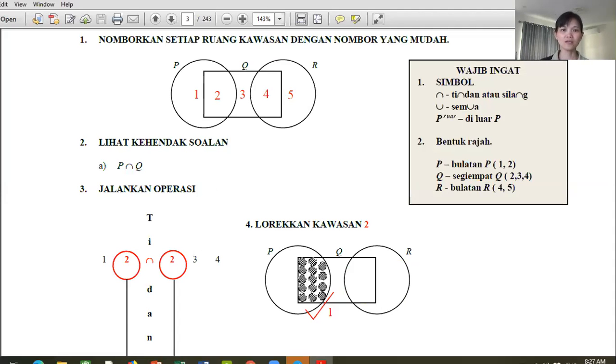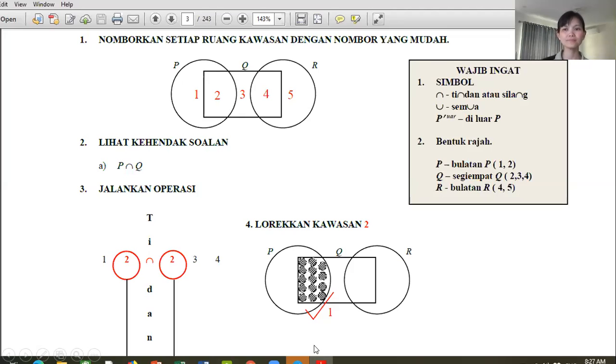Now I show you another one. The question wants us to find P intersect Q. So we label it 1, 2, 3, 4, 5. P is 1 and 2, so we write down 1 and 2. Intersection. Q is 2, 3, 4. Intersection means we find the common number. The common number here is 2. So the answer is 2. Lastly, we shade region 2.